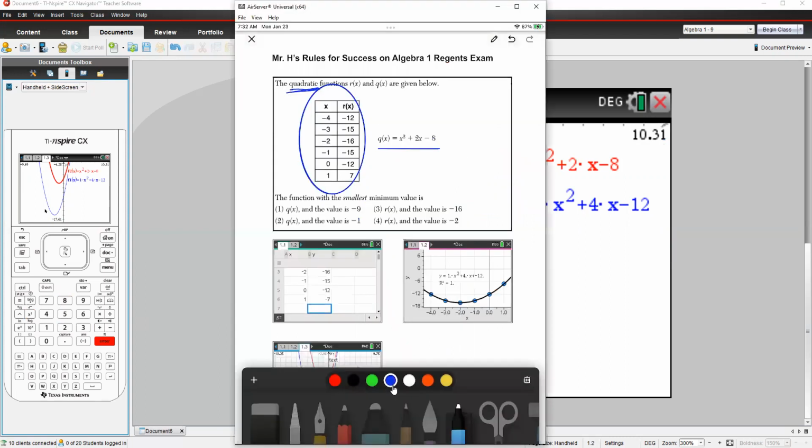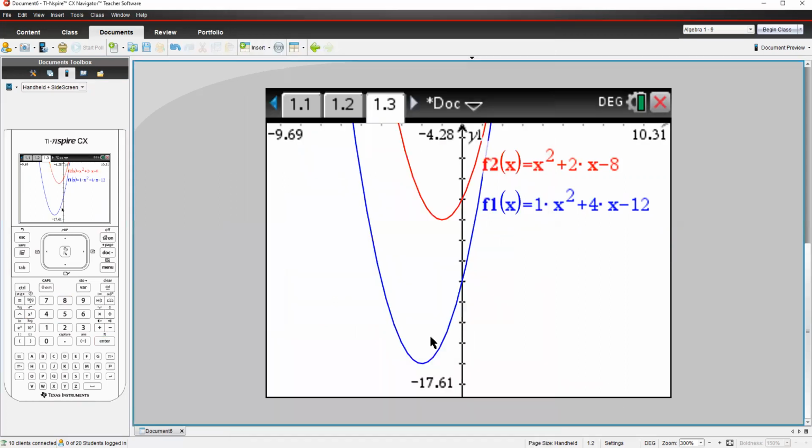It's asking, which one of those functions has the smallest minimum? Well, when you look at the graph, it's obvious that it's the blue one, which is the table. So that's R of x. This one is Q of x. Now, there are two things on there that have R of x. But what we need to do is find the minimum value.